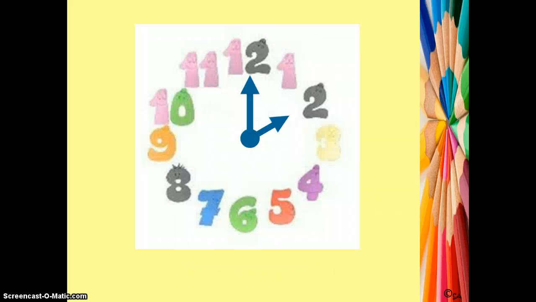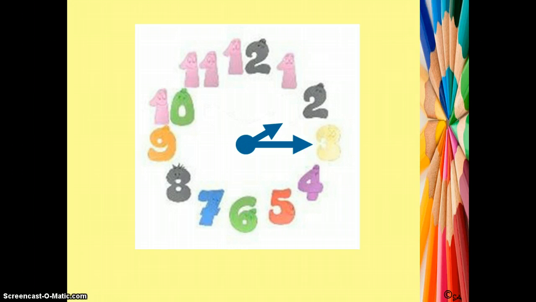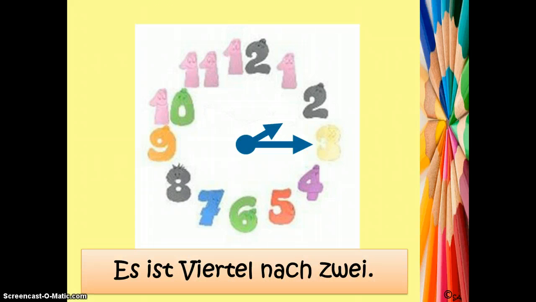So we are going to start. Let's have a look at this clock. It says 2 o'clock. If you want to say it is 2 o'clock, you would say es ist 2 Uhr. So es ist means it is, 2 is 2, and Uhr is the German expression for o'clock. If you want to say it is 2:15, you would say es ist Viertel nach 2. So Viertel nach is the German expression for quarter past. Nach is the German word for past.